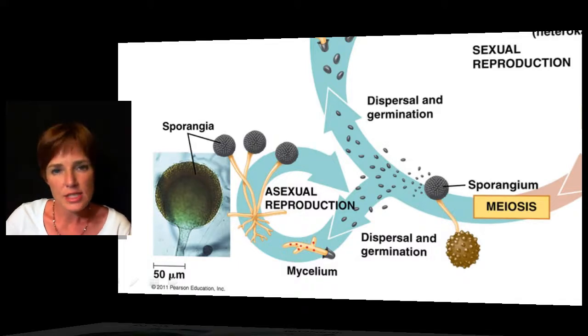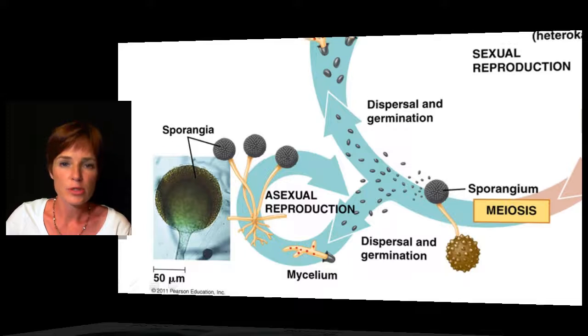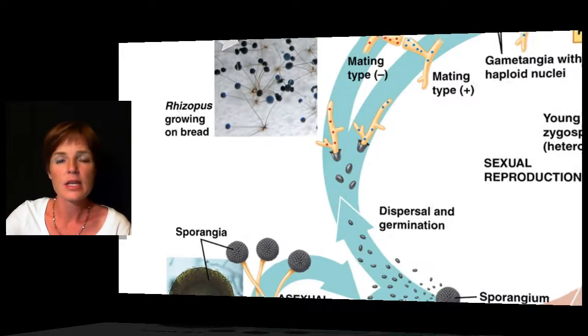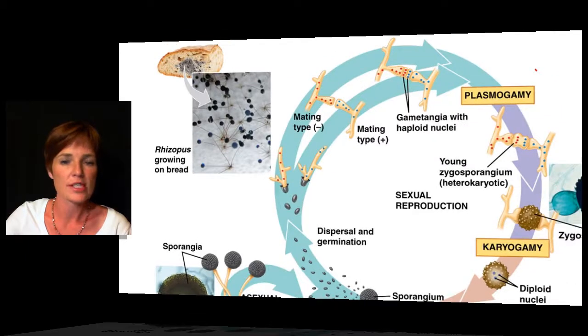Since it is mitosis that's being used to produce the spores, they will all be clones of each other. Those spores will be dispersed, and once they are dispersed, if they land in a favorable location, then they can germinate to produce more clones of this particular fungi. Now, when the nutrients become limited, this is when a lot of times we have sexual reproduction take place.